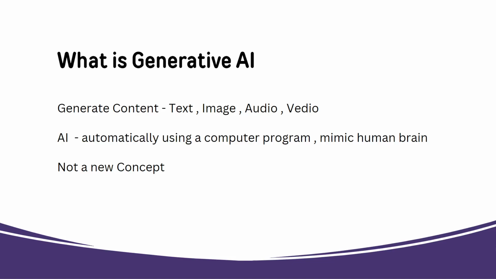So what is generative AI? Generative AI is split into two terms: generative and AI. We all know what AI can do, and the term generative refers to the ability to create content. It can be any type like text, image, audio. Generative AI can even make a video.